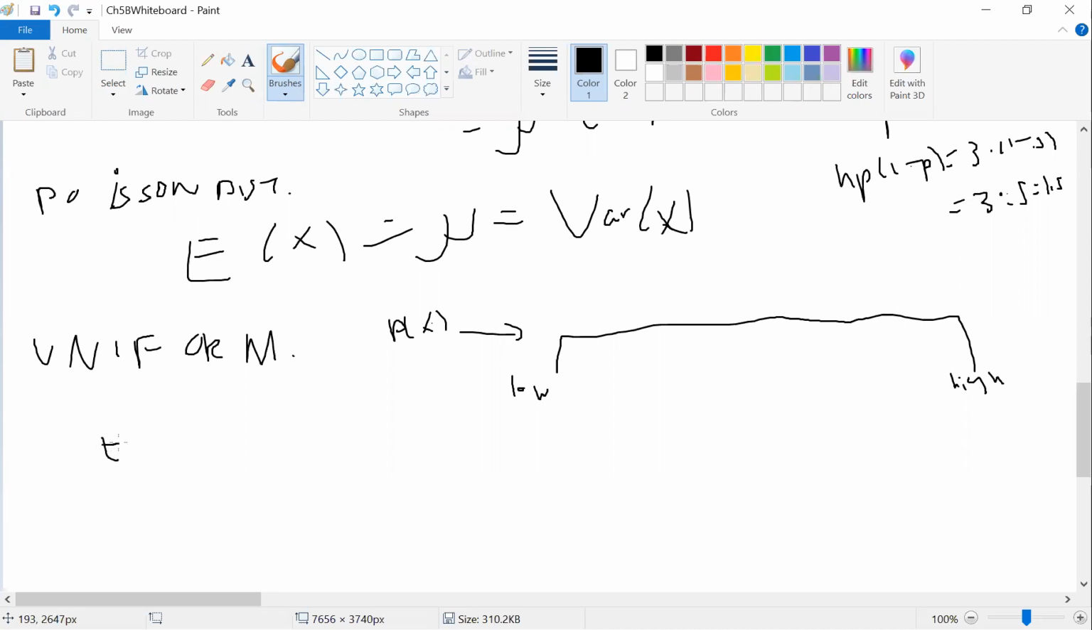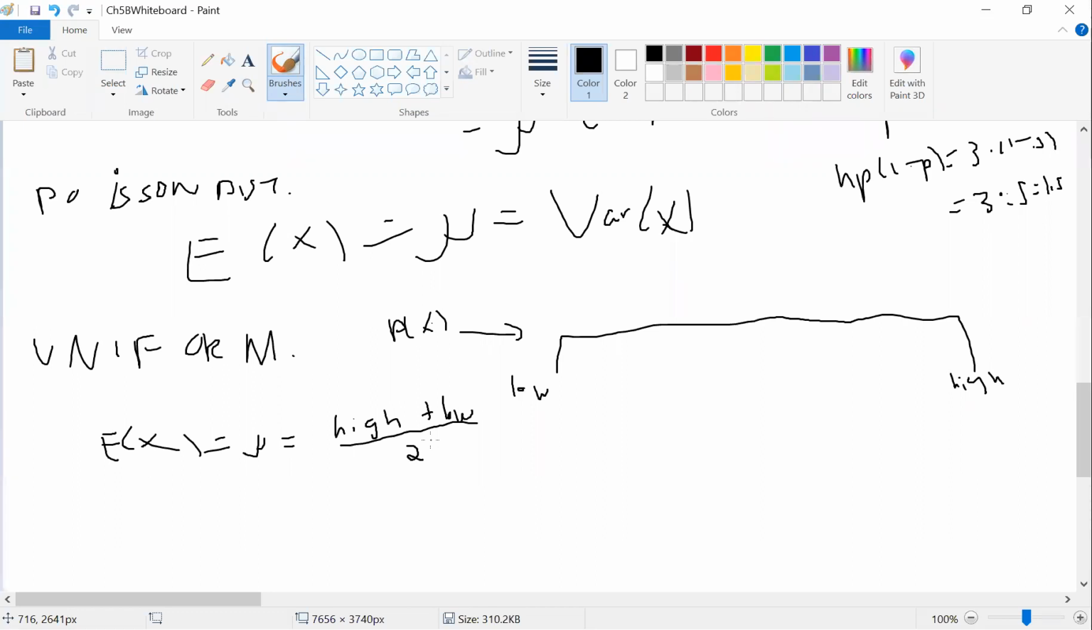So for the uniform, our expected value, which is our mu, is equal to the max, or in this case, let's stick with high and low, high plus low divided by 2. So for example, if we had 3 to 5, it'd be 5 plus 3 over 2, that's 4. Because it's a halfway point.